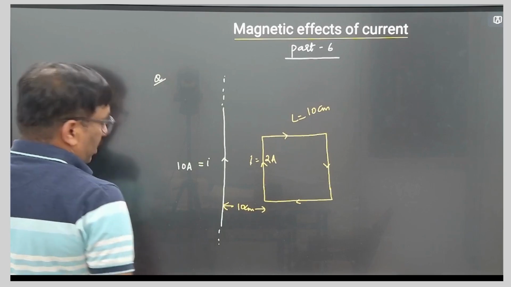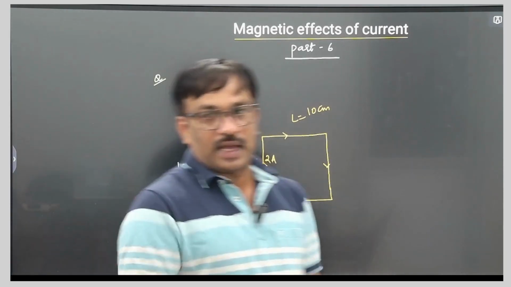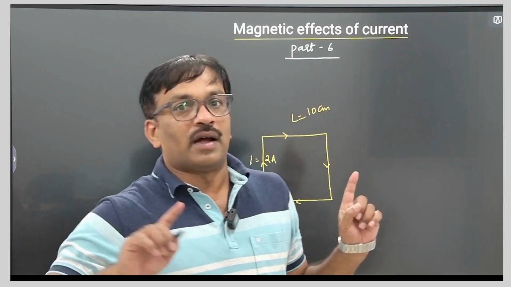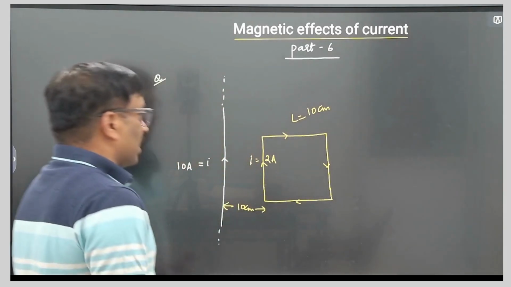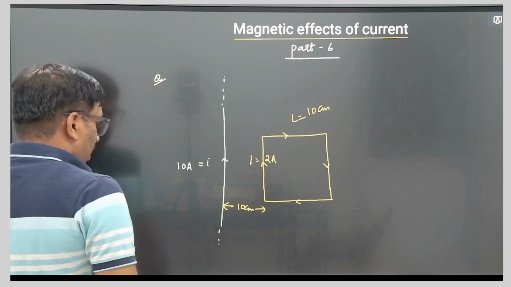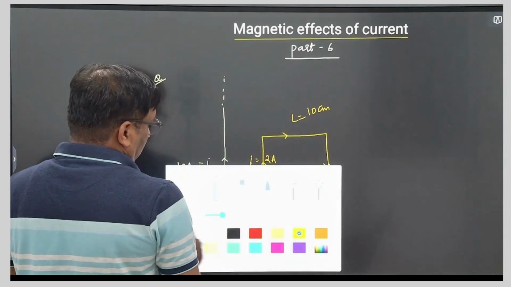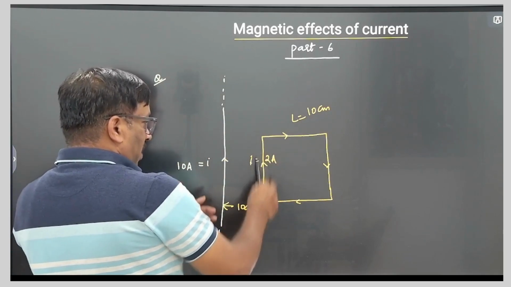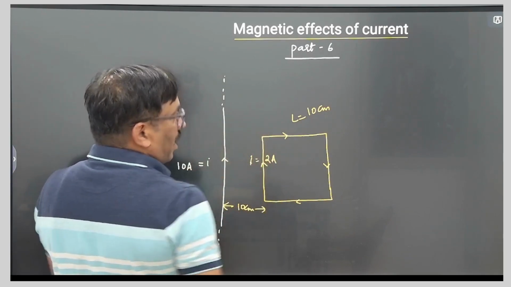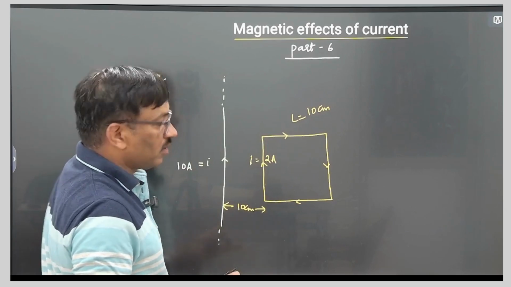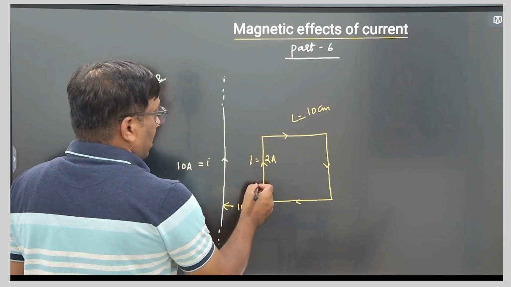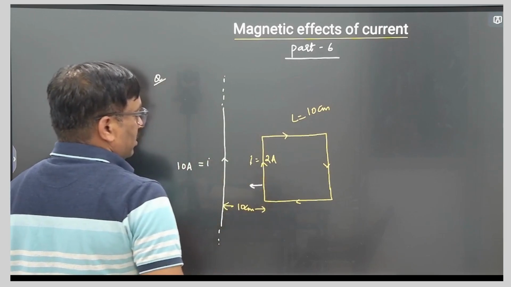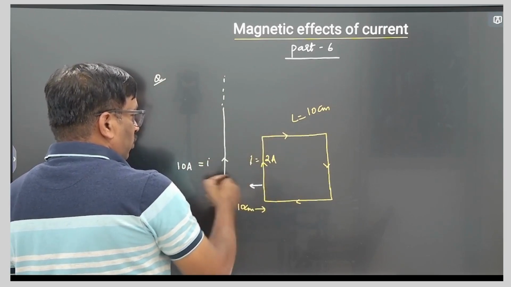Simple thing, we already studied that two parallel current carrying conductors will attract each other. So you have to check parallel and anti-parallel. Here you can observe this is a current carrying conductor, and this part of the coil is parallel to it. Parallel means they will attract each other.